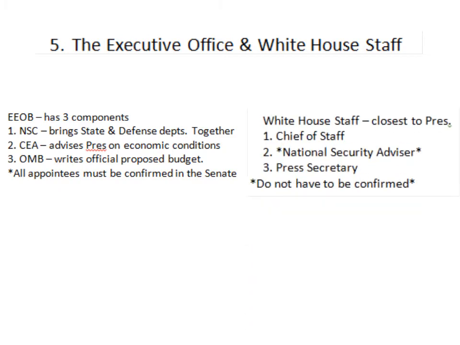On the other hand, there's the White House staff, which is closest to the President on a daily basis. It is led by his Chief of Staff, and then his National Security Advisor, who is close to the President on almost every major foreign policy issue. He also has his press secretary, who speaks to the media each day. Because these people aid the President but do not have an official policy-making role, they do not have to be confirmed in the U.S. Senate.